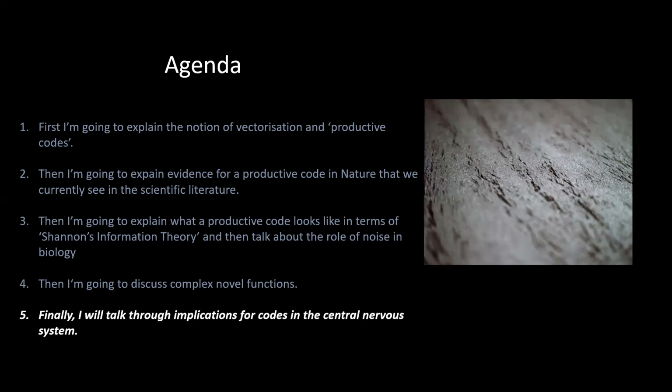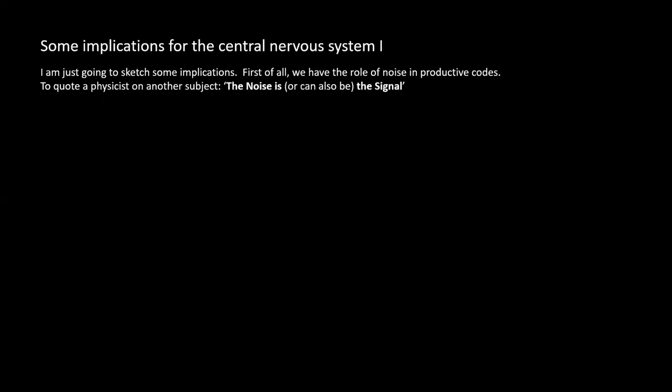So finally, I'm going to just briefly walk through some implications for the central nervous system, i.e., our brains, how we think and how our brains work. So obviously, because I've talked about Shannon's information theory and util bits, it's quite a general type of approach. And one of the implications, to quote another physicist, is the noise is the signal, or the noise can be the signal, because that's what a productive code implies.